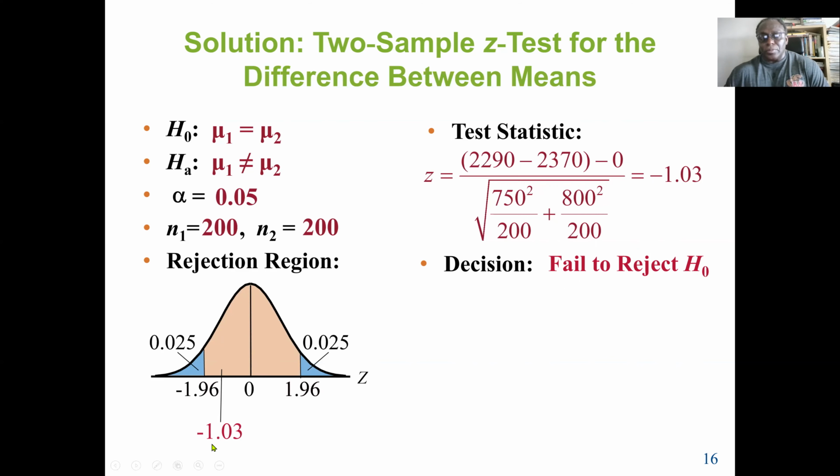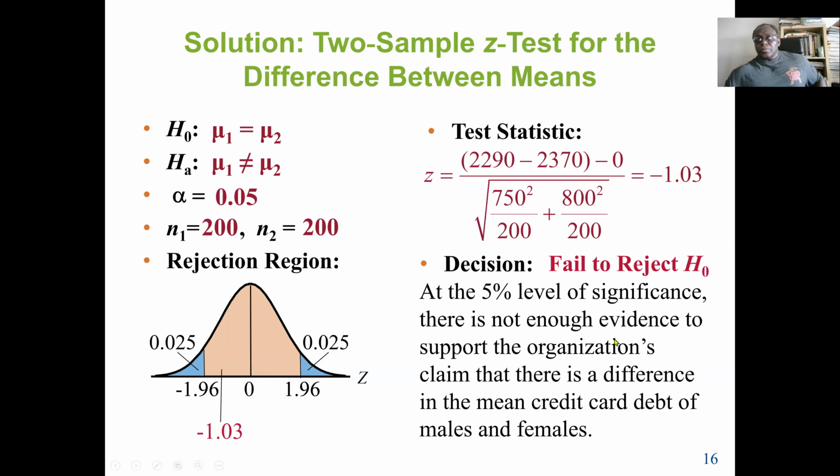Now, if this Z value falls in the blue area to the left or to the right, then we are going to reject. So here, the blue area is the reject area. The brown area is to accept. So our decision will be fail to reject H0. We know the significance level was 5%, so at the 5% level of significance, there is not enough evidence to support the organization's claim that there's a difference in the mean credit debt of males and females.